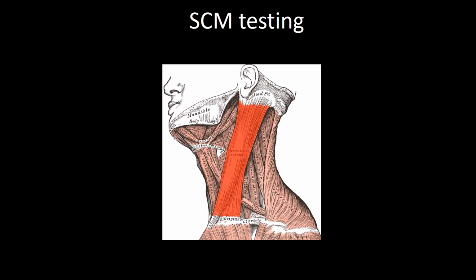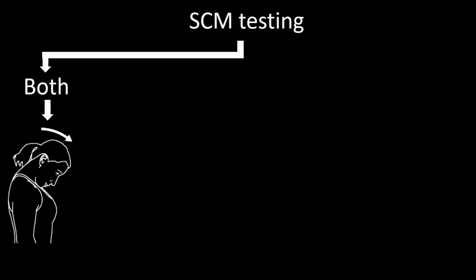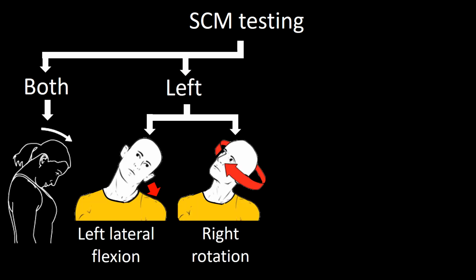SCM testing starts by assessing both SCM simultaneously by asking the patient to flex the neck forward. Then we test the left SCM. The left SCM can be tested by left lateral neck flexion or using right neck rotation.